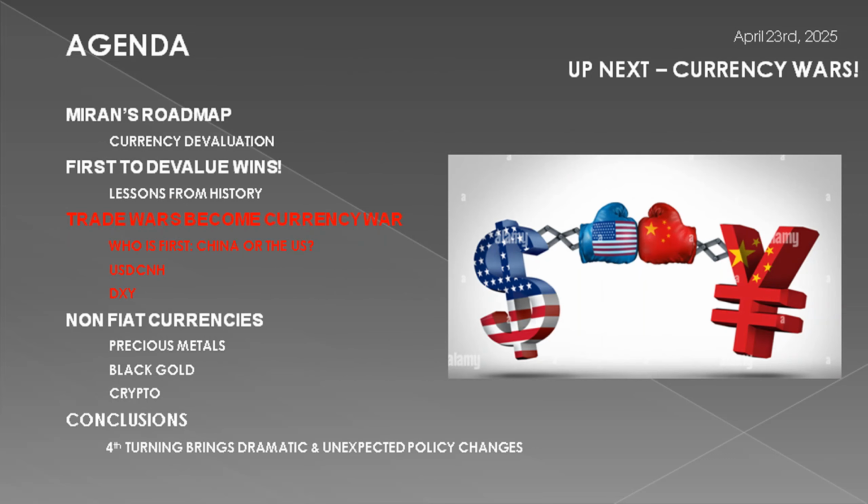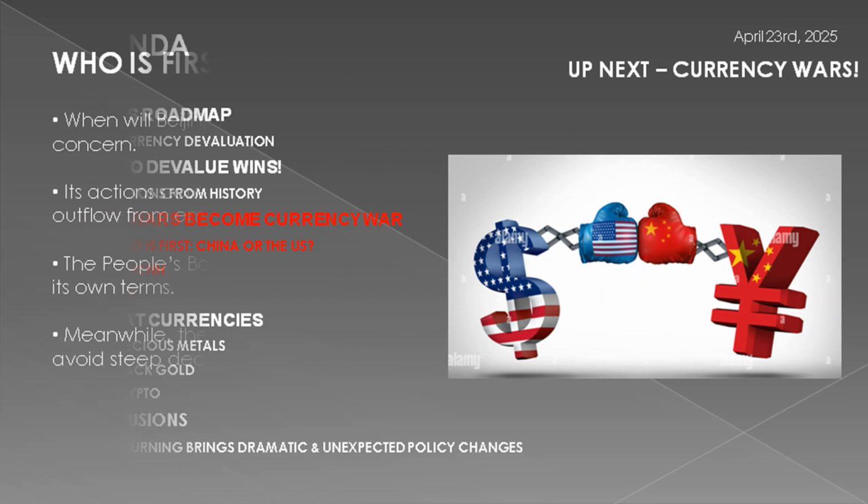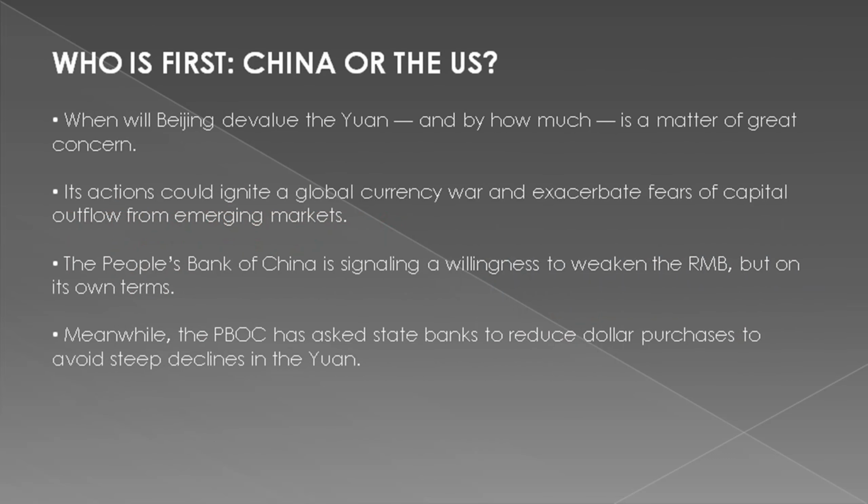So how does the reevaluation happen and who goes first? Who is first, China or the U.S.? When Beijing devalues the yuan, and by how much, it is a matter of great concern. Its actions could ignite a global currency war and exacerbate fears of capital outflow from emerging markets. The People's Bank of China is signaling a willingness to weaken the renminbi, but on its own terms.